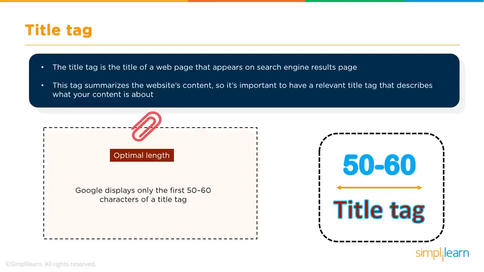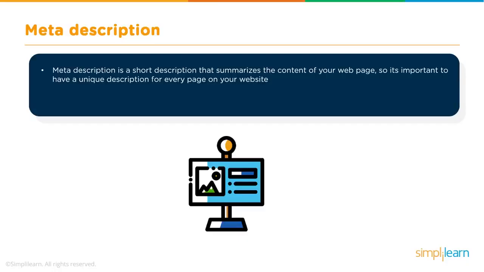So if you abide by that format of the keyword, and then maybe the secondary keyword if you have one, separated by the brand name, then you should be good to go with making sure your title tag is relevant for that keyword query. So let's then turn our attention to the meta description.